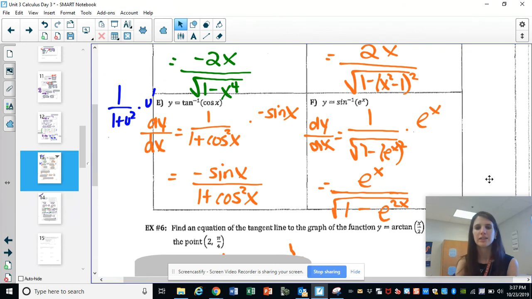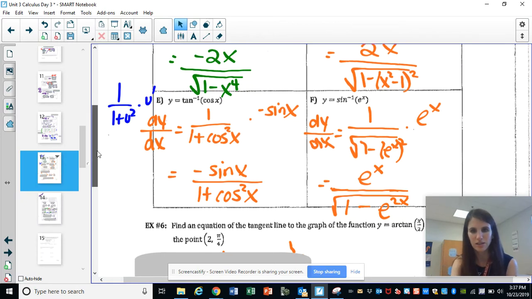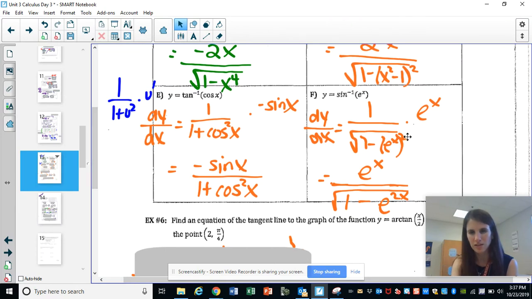This is 1. All right, so sine, you should have it mastered by now, right? Because we just did 4 examples that had inverse sine. Square root of 1 minus the inside squared, and then multiplied by the derivative of the inside. All right, and e to the x squared just becomes e to the 2x multiplied.